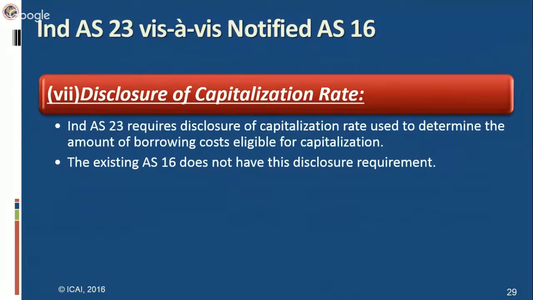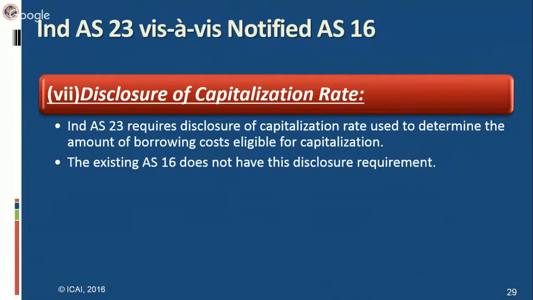Disclosure of capitalization rate. Ind AS 23 requires disclosure of capitalization rate. We all are familiar with capitalization rate, as we have already studied it under the existing standard also. Ind AS 23 requires disclosure of the rate at which you are capitalizing, which has been used to determine the amount of borrowing cost eligible for capitalization. But our existing AS 16 does not have such a disclosure requirement.